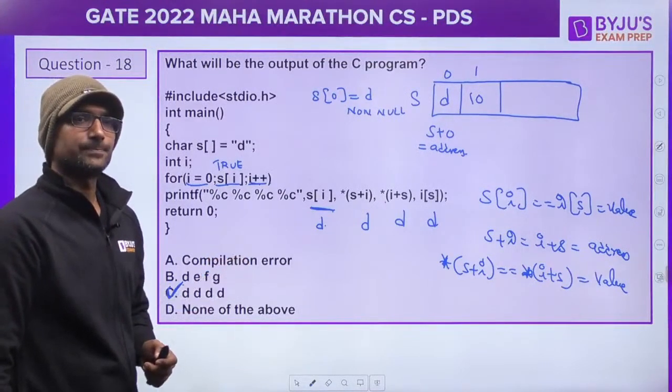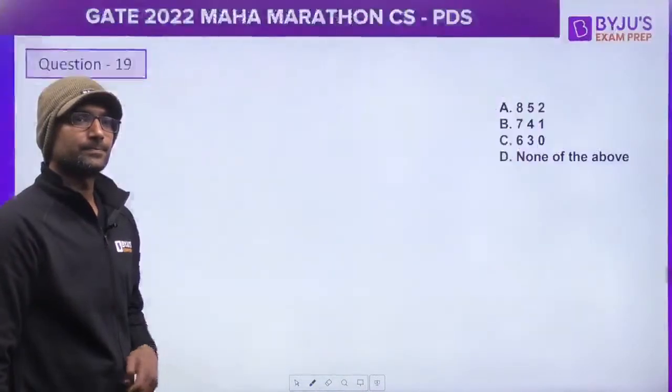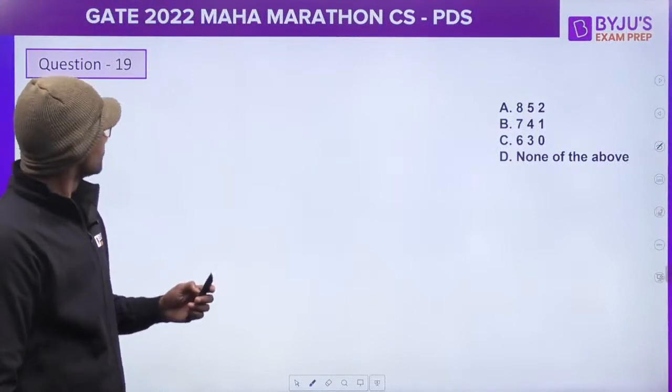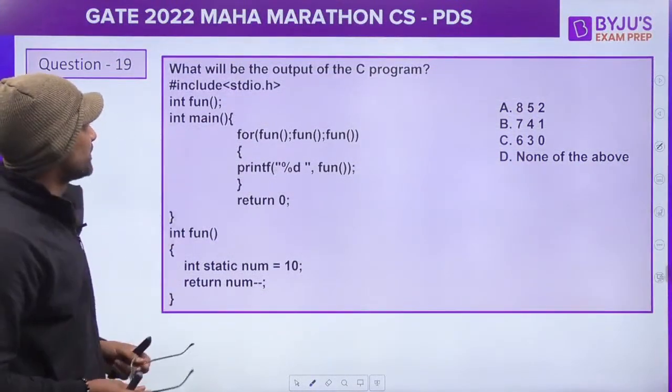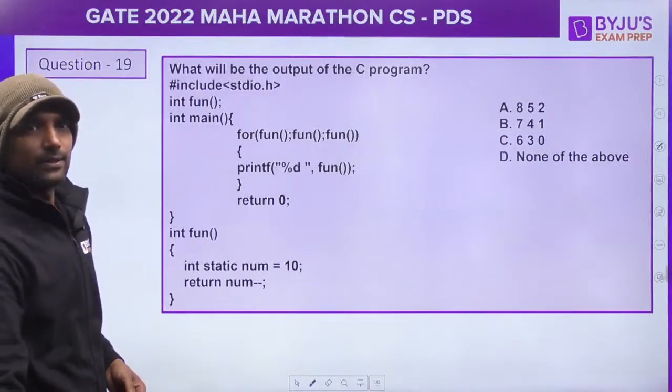Next question. What will be the output of the C program? Very good, very good. Keep going.